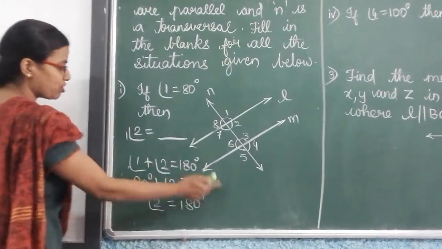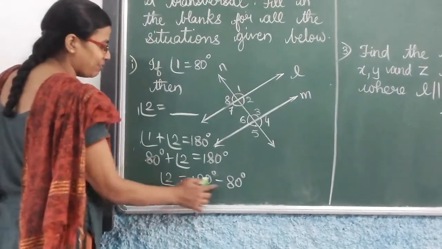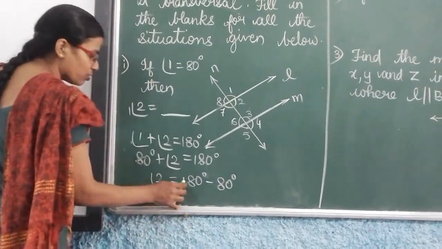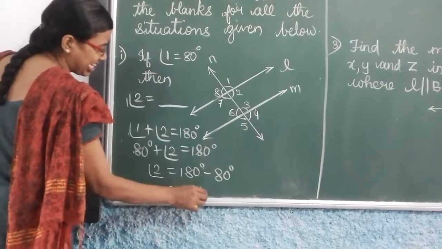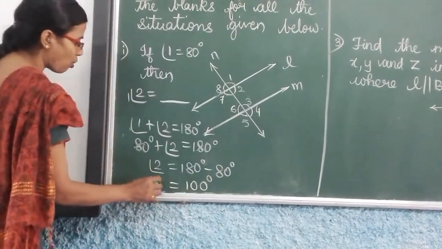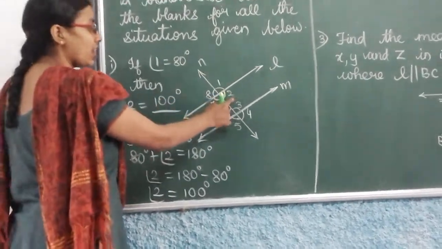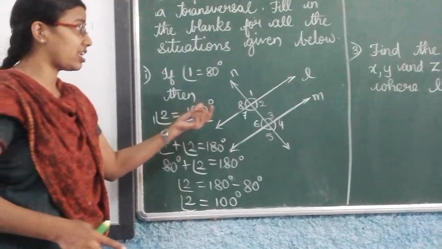So, angle 2 is equal to 180 degrees as it is. This 80 is transposed to the other side, minus 80 degrees. 80 minus 80 is 0, so this 100 stays like that only. So, I have written 100 degrees. So, angle 2 is 100 degrees in this case.